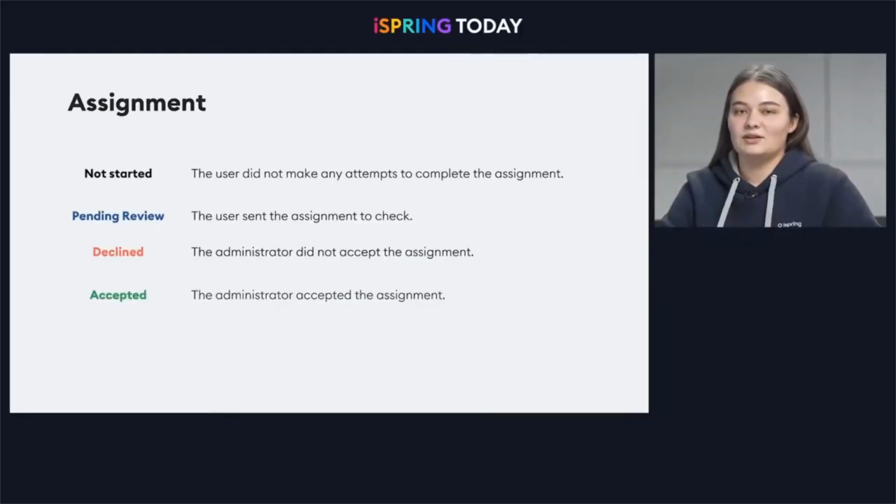For assignments, you can view the following statuses. Not started, the user did not make any attempts to complete the assignment. Pending review, the user sent the assignment to check. Declined, the administrator did not accept the assignment, and accepted, when the administrator accepted the assignment.